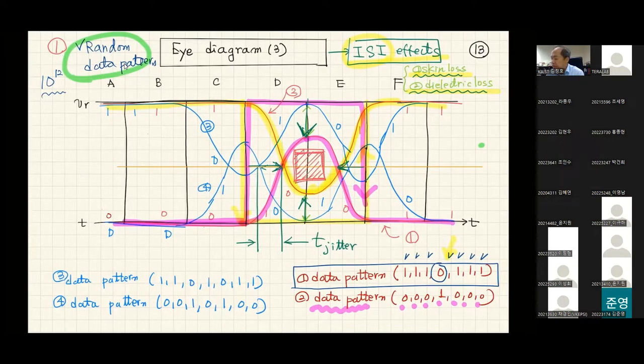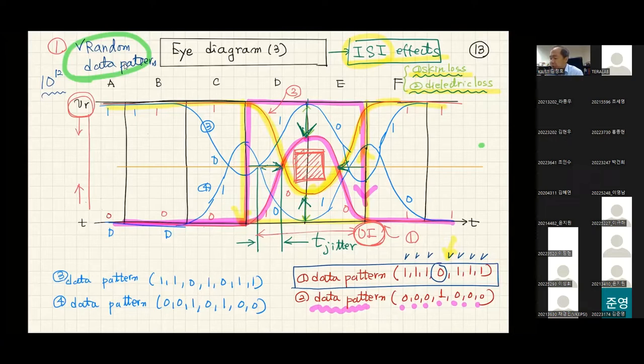Also, please remember that the unit interval, from here to here, is being reduced to increase the data rate, and also to reduce the power consumption at the IO interconnection. We want to reduce the voltage level, so we also have pressure to have reduced voltage levels in addition to this ISI effect.